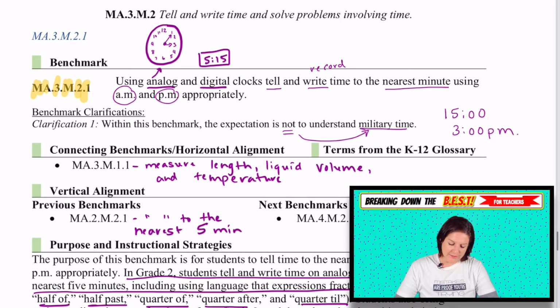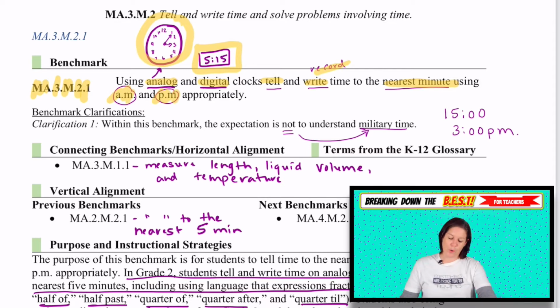Okay. This standard says using an analog clock, which looks like this, and a digital clock, which looks more like this, we're going to use those to tell and write or record the time to the nearest minute using AM and PM appropriately. Oh my goodness.